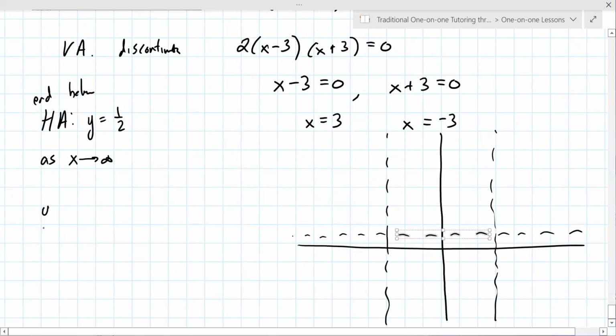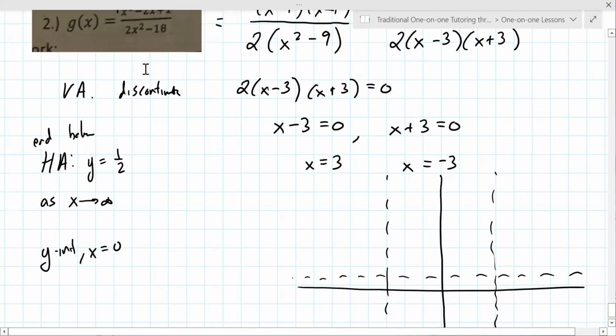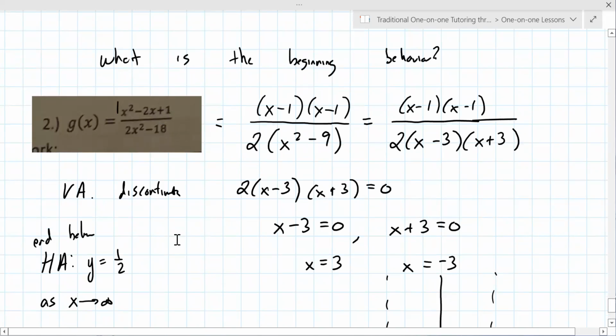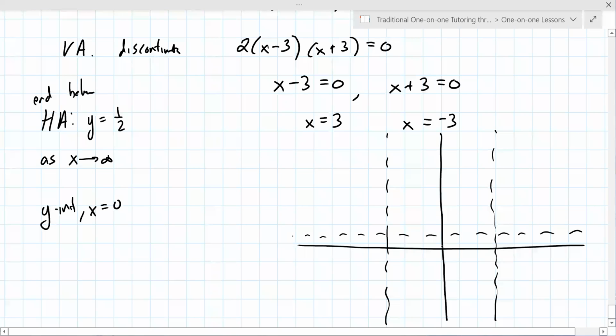Okay, y-intercept. Y-intercept is when x equals 0. So you can notice it's just the last two terms. It's -1/18. Boy, that's not that great. That's right there. And then x-intercepts, you're setting the numerator equal to 0. You're setting x minus 1 and x minus 1 equal to 0. They happen at the same place when x equals 1.